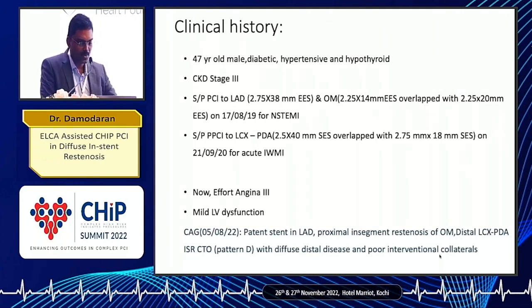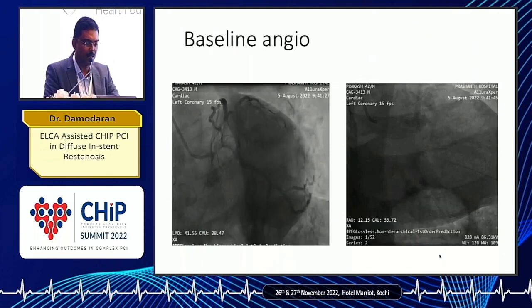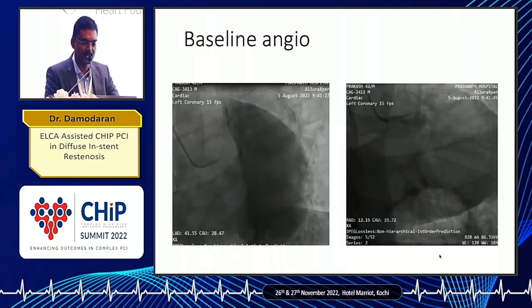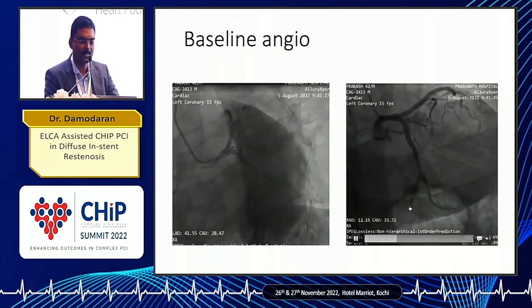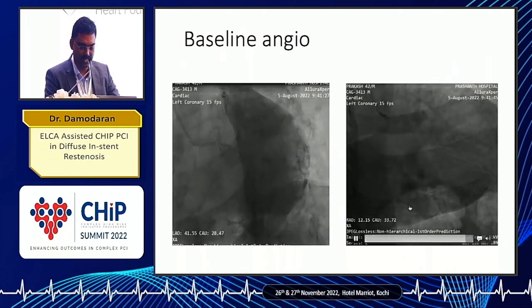This time, 2 months ago, I did a check angiography. The stent in the LAD was patent, whereas the ostial OM has a critical stenosis. You can see here, ostial, and also the LCX, the distal LCX PDA got totally occluded.